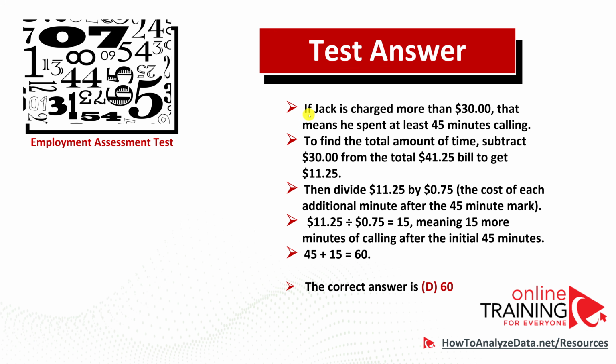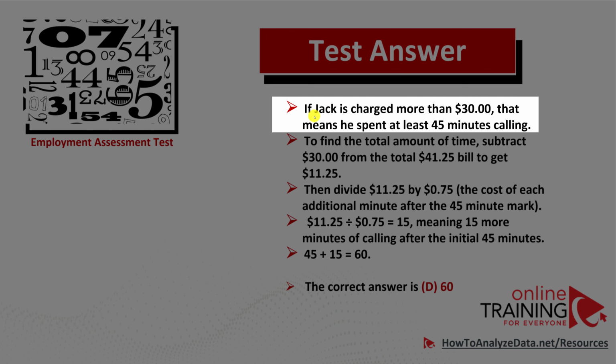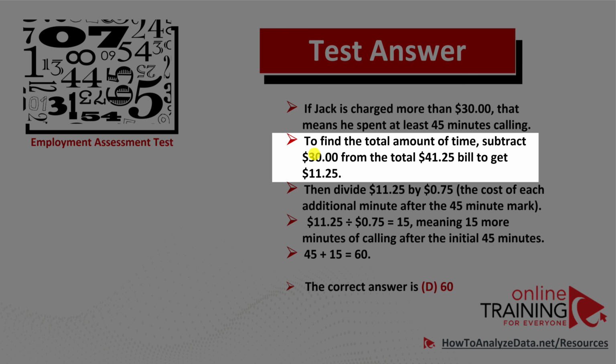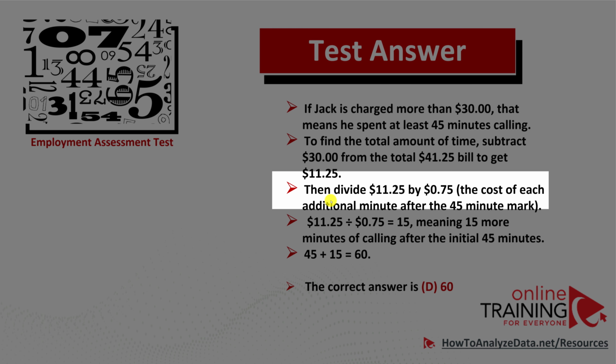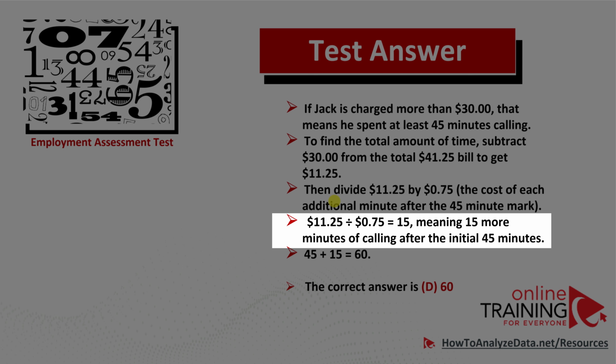To solve this challenge, you need to make an assumption that if Jack is charged more than $30, it means that he spent at least 45 minutes calling, and in this case, more than 45 minutes calling. To find the total amount of time, we need to subtract the fixed charge from the total of $41.25, and that would be $41.25 minus 30, which would be $11.25. In the next step, we need to divide $11.25 by 75 cents per minute, which is the cost of each additional minute in the variable portion of the bill.